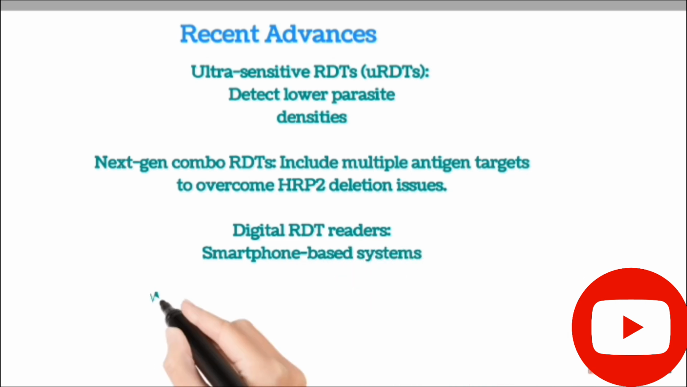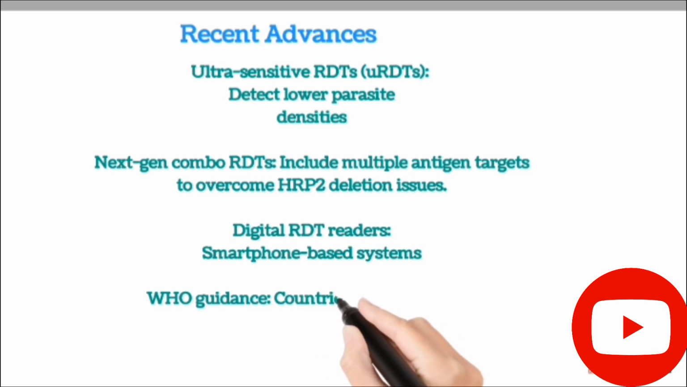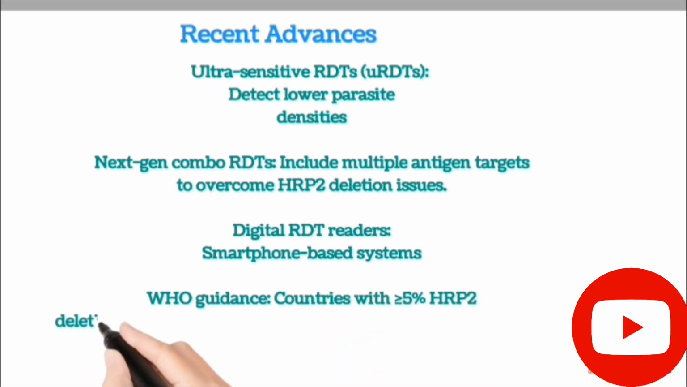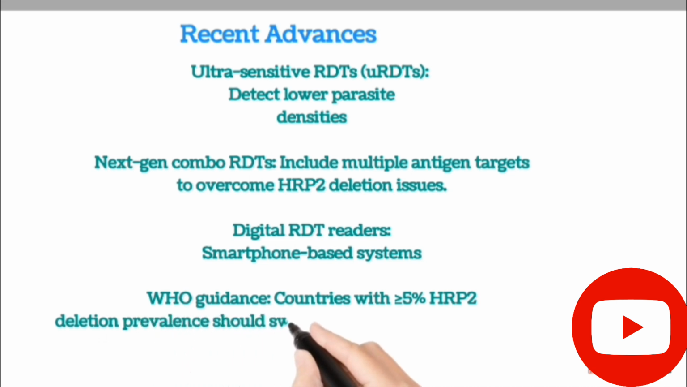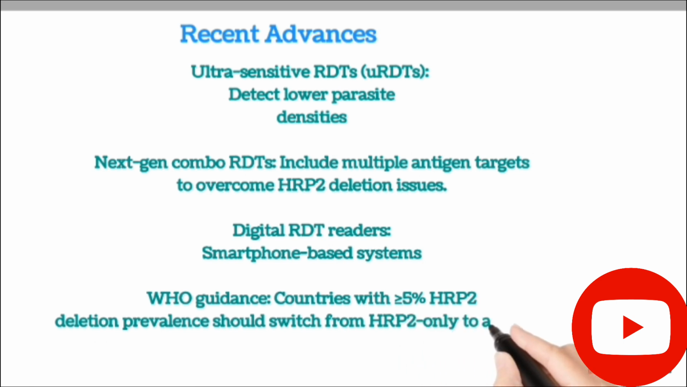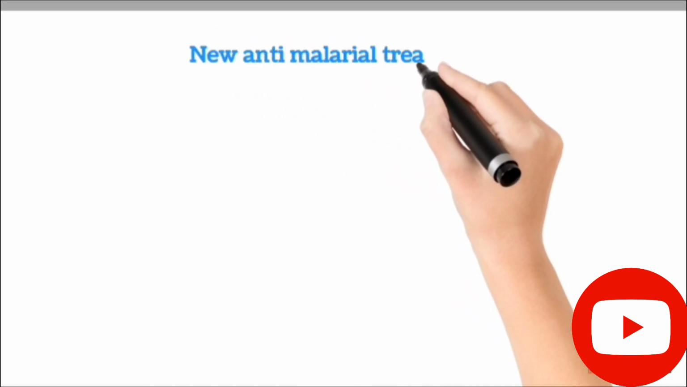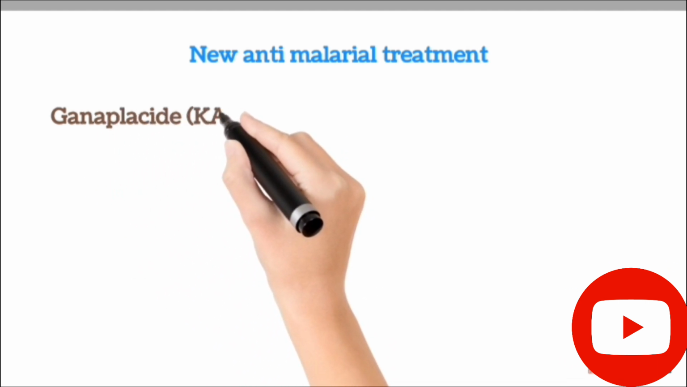And the last one is a modification by WHO. It gives guidance that countries with more than 5% HRP2 gene deletion prevalence should switch from only HRP2 to alternative available antigen detection targets. As well, it will prevent false negatives in P. falciparum detection.